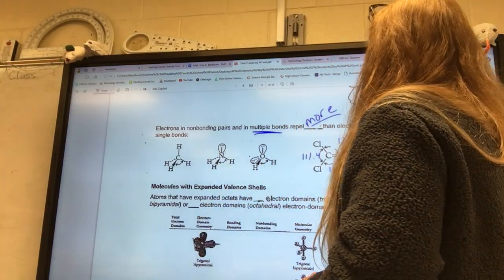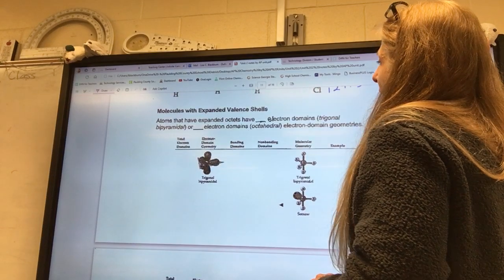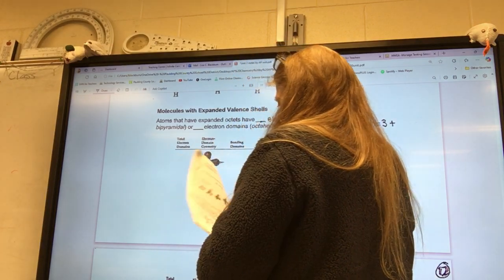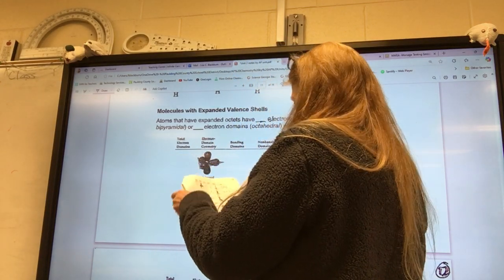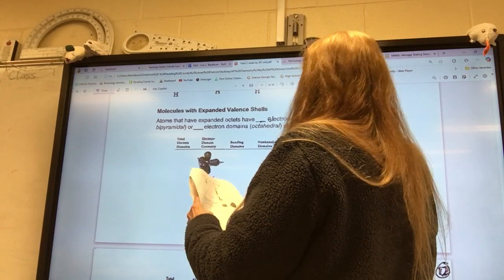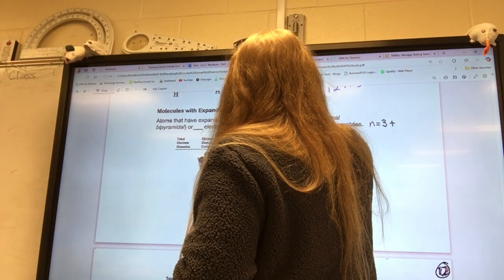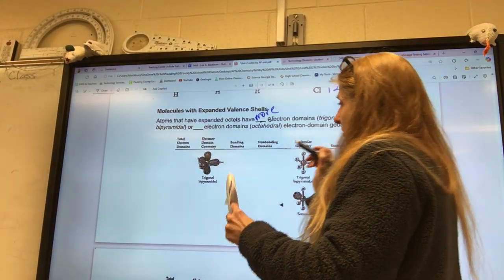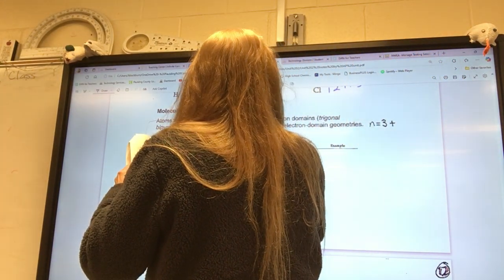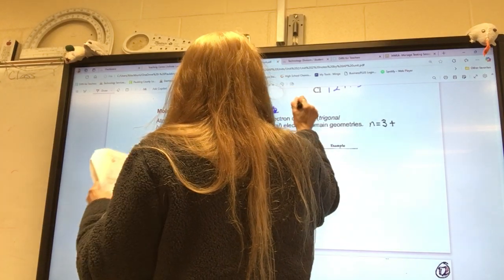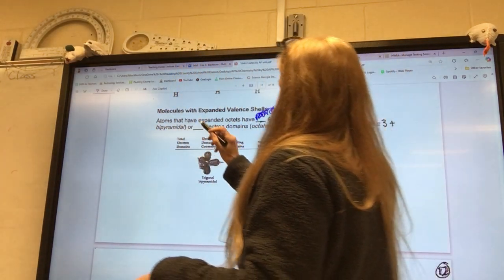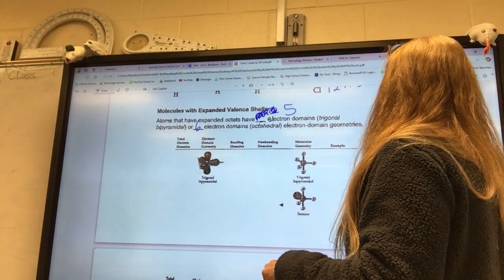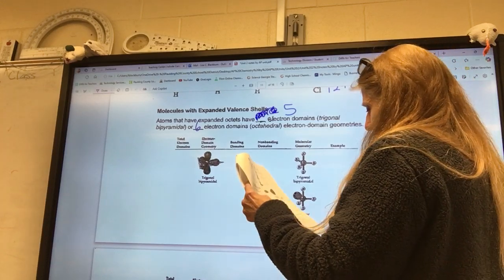All right, molecules with expanded valence shells. Atoms that have expanded octets have more domains. Let me make sure I'm on the right line here. It has 5 electron domains, trigonal bipyramidal, or 6, octahedral. So it's more, it could be more than that.